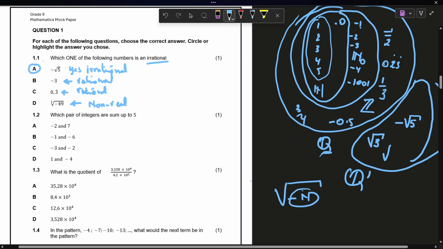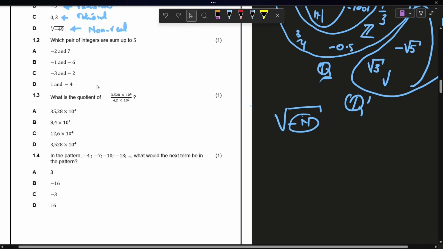Sorry, I spent much time trying to explain question 1.1. Next time I'll just move on and not spend much time explaining. But I'll create an adjacent video right after this one going into details, so you can go through it to make sense of the answer. Okay, we move to 1.2.